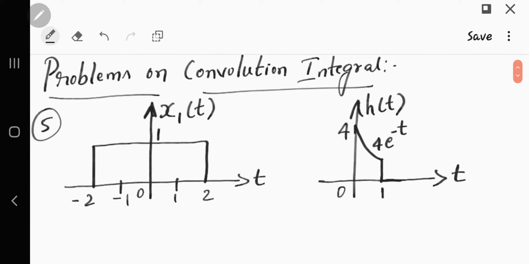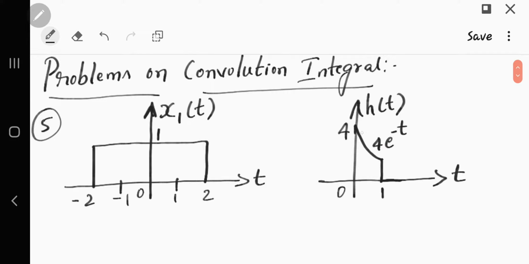Hello students. Now in this video I will be solving the problem on a convolution integral. Here the signals that we have considered are of different types. One is a rectangular one and another one is a decaying exponential signal, which is varying from 0 to 1 only, and this exponential signal is defined by 4 into e to the power of minus t.